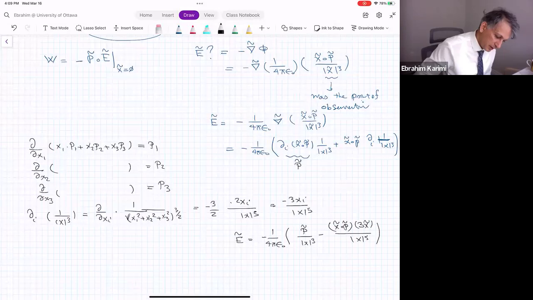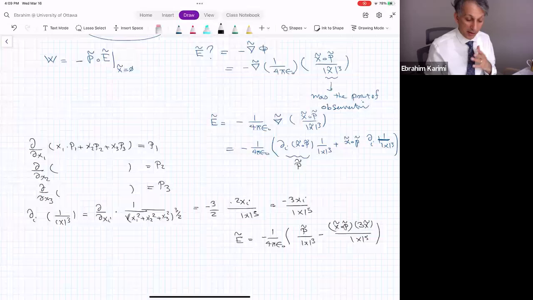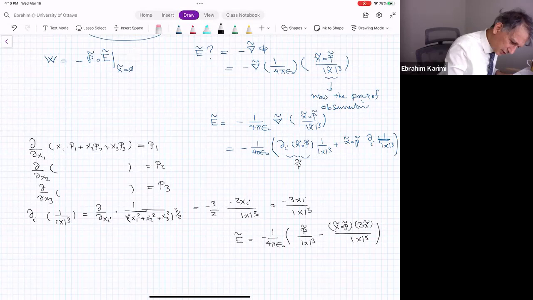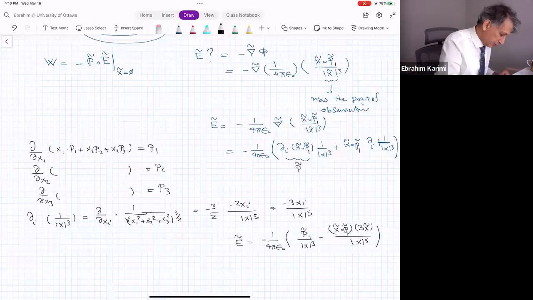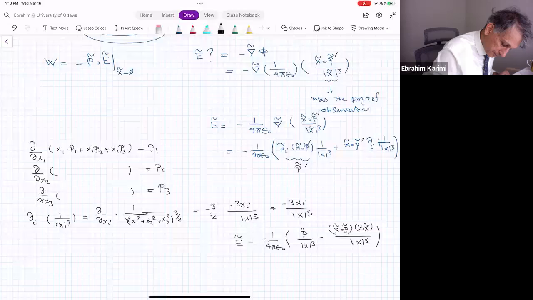This was the electric field due to the dipole moment on the left side. Can I call it the dipole moment of P1, guys? Let's call it P1, okay? Or P prime, it is up to you. Let's go with P prime, okay.